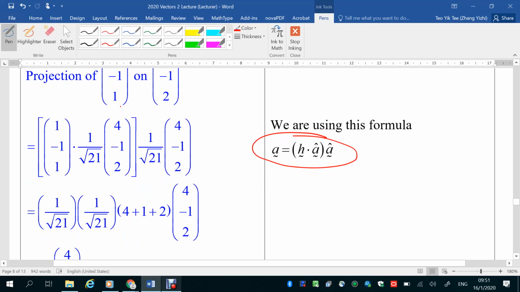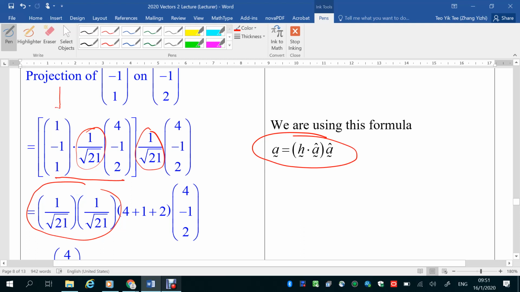When you're actually copying all these things, I want you to understand I'm activating a lot of properties that are happening inside here. Your property says that these two things can be taken out from the dot product, it doesn't matter. Your commutative law works under the dot product. So these two, 1 over square root 21, can come out together. And then this is a dot product.